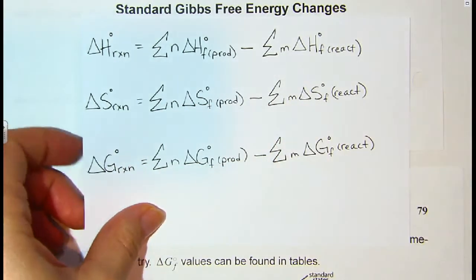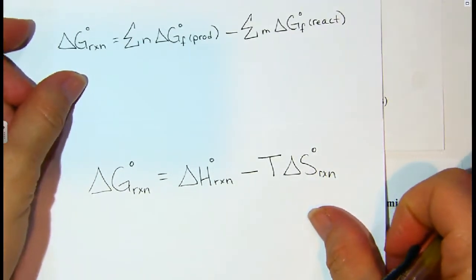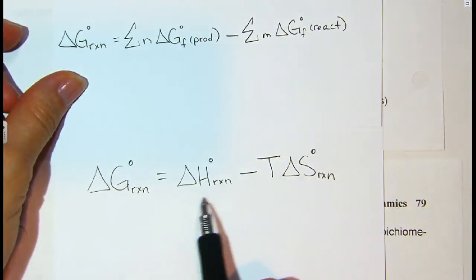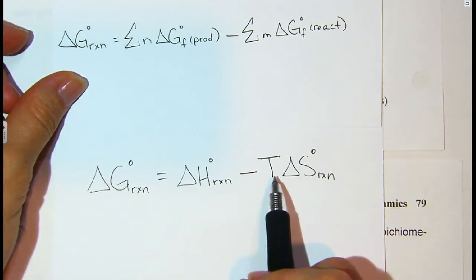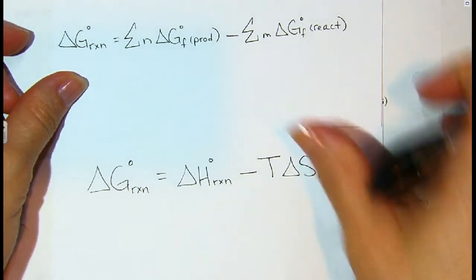You can also calculate a delta G with this equation if you are not given all of the formation values for the products and reactants. We could use the delta H of the reaction minus the temperature times the delta S of the reaction to get the delta G of the reaction.